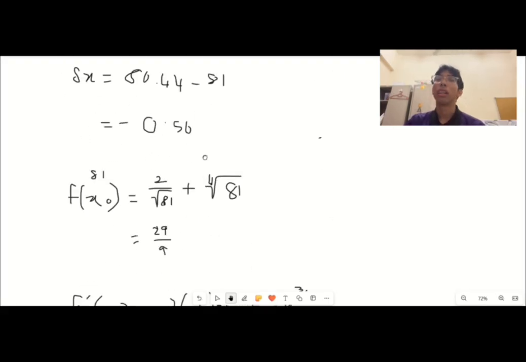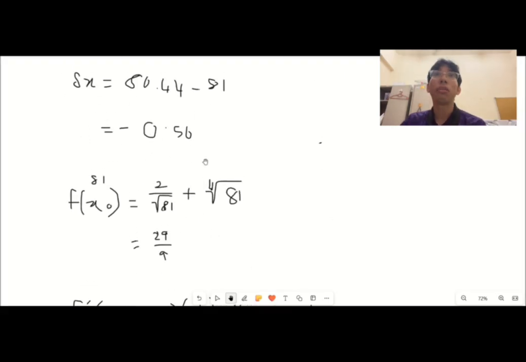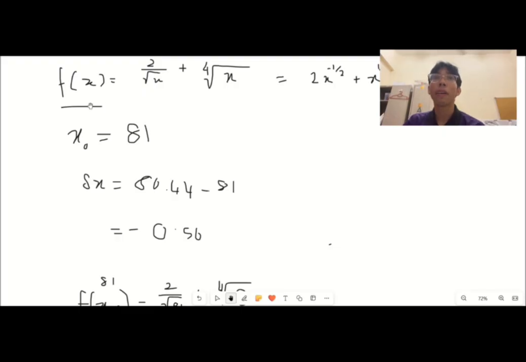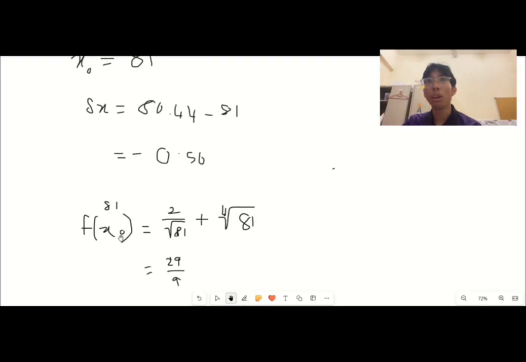The next step is finding the f(x naught). Basically, we take the f(x) function that we have and replace x with x naught, which is 81. So, replacing it, 2 over square root 81 plus 4 square root 81 equals 29 over 9.